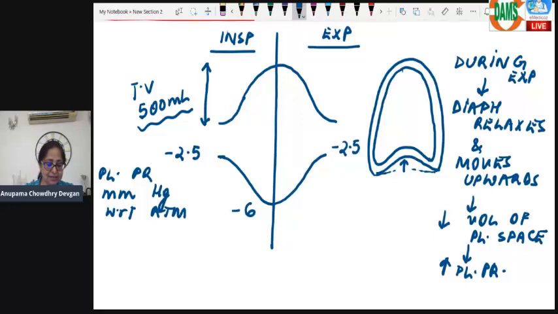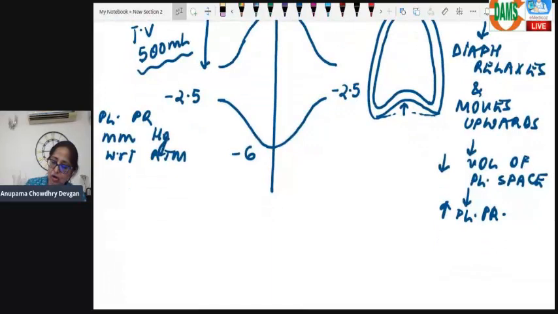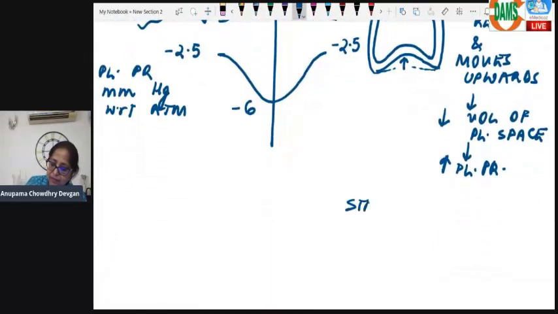Yes? Now, this is when I do a forceful inspiration. In forceful inspiration, I'm going to use the accessory muscles of respiration. Which are the accessory muscles of respiration? Intercostals, abdominal, sternocleidomastoid. When I use my accessory muscles of inspiration, the volume of the pleural space increases much more. So pressure will reduce even further. Pressure, instead of -6, will become -10, -15, -20. It can become as low as -30. That is true. The stronger the inspiratory effort, the more negative.